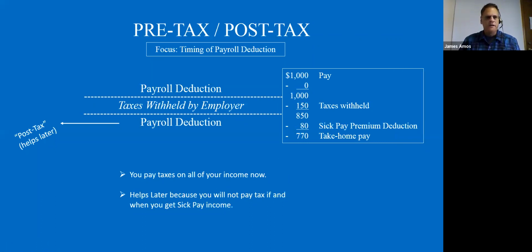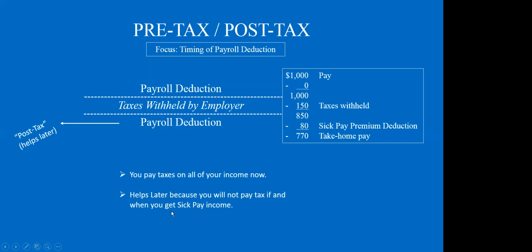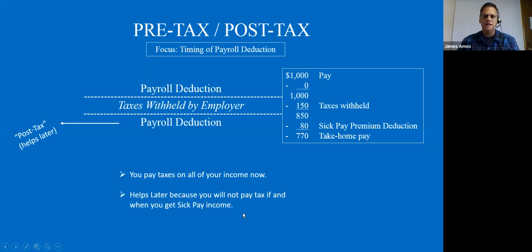So let's look at another post-tax example. It's the same thing. It still helps. You pay all your taxes on all your income now, but it helps you later because you will not pay. And this is an example of sick pay, when you get sick pay income. So $1,000 pay minus no pre-tax deduction, $1,000 of tax, you're paying $150, so you have $850 left over.